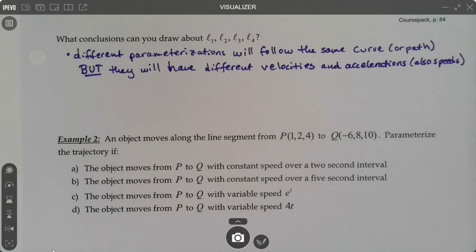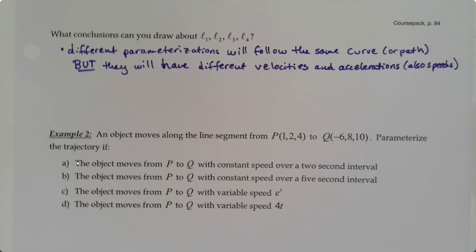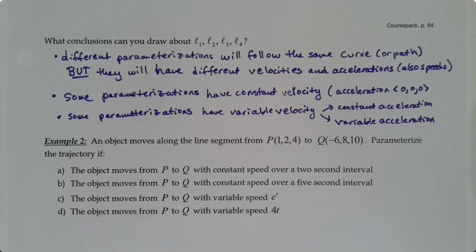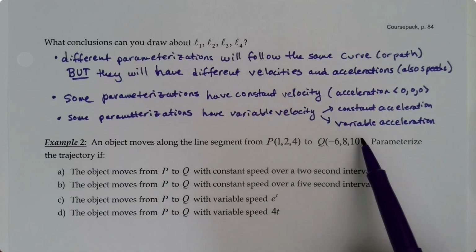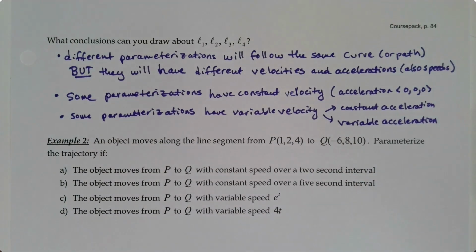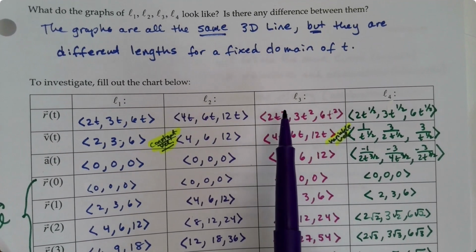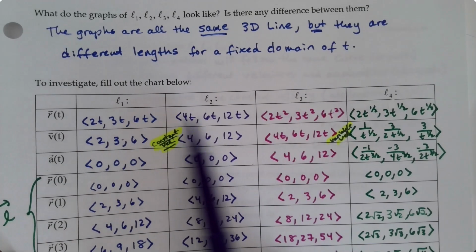And then, of course, some can have constant velocities as they move, and some can have variable velocities. So I just wrote that in. Some parameterizations will have a constant velocity, which means their acceleration would be 0, 0, 0, because they'll have nothing but constants in the three vectors. And some will have variable velocity, which means they could have a constant acceleration or they could have a variable acceleration. What's amazing is that just the vector notation compensates for all of this. You can show constant velocity, variable velocity, constant acceleration, variable acceleration, just by writing it differently.